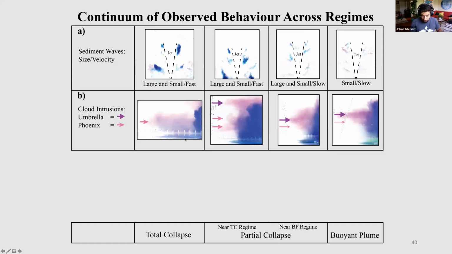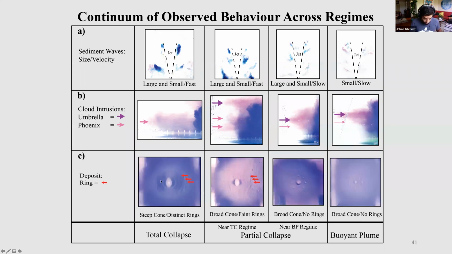Looking at cloud intrusions, we can see the progression here through regimes. Here in the total collapse regime, we have predominantly spreading via Phoenix clouds into a Phoenix cloud layer. And as we move the source conditions to the partial collapse regime and Buoyant Plume regimes, we now have an umbrella cloud and Phoenix cloud layers. And then as we go closer to the Buoyant Plume regime, these actually spread at more similar heights, to the point in the Buoyant Plume regime where they are almost indistinguishable, yet there's still multiple layers here.